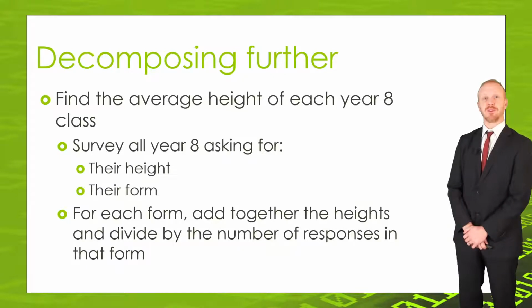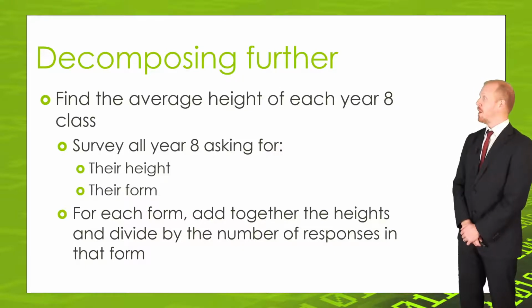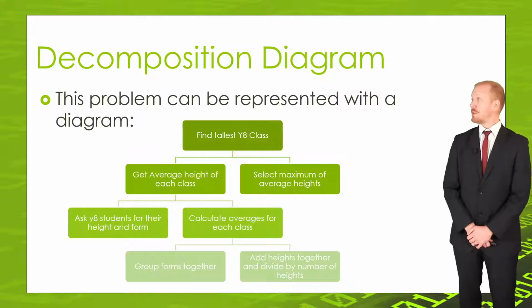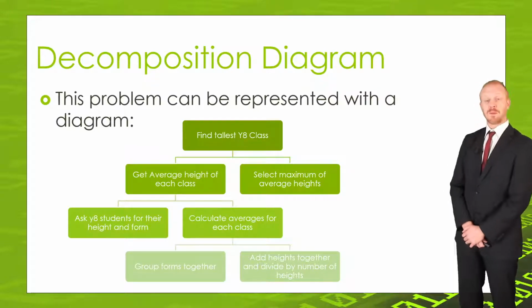That will get us the average for each form, and then we can go through the next step and find out which one is the tallest. We can represent this as a decomposition diagram or decomposition chart.